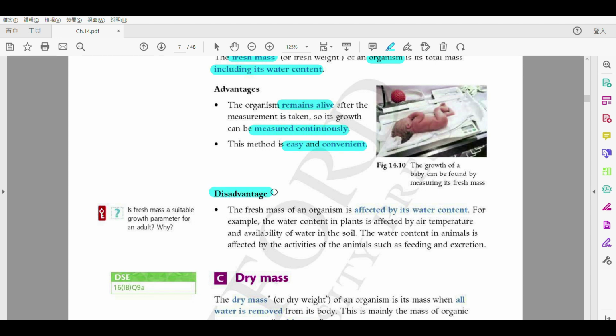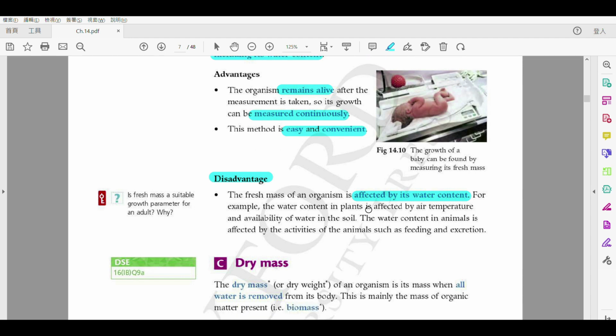Okay, so this is related to the example. Why did you tell your mom and dad not to have a meal before you go to have the body checkup? Or you may even try to go to the washroom, okay, go to the toilet before your body checkup. That is because it is easily affected by the water content. Easily affected.